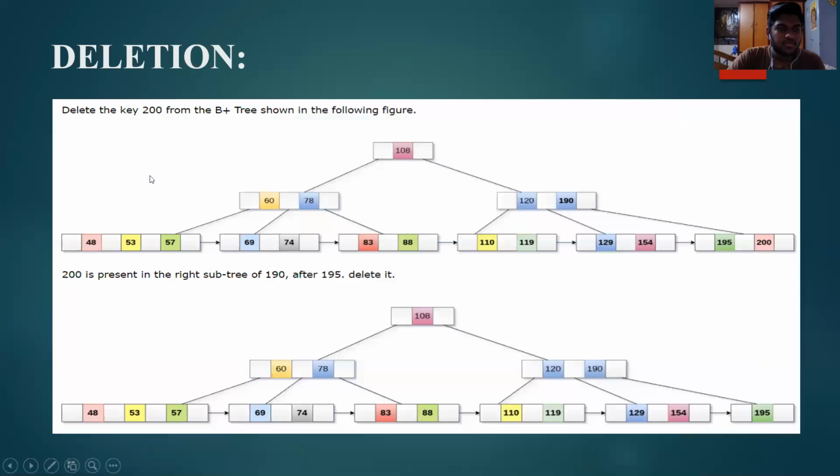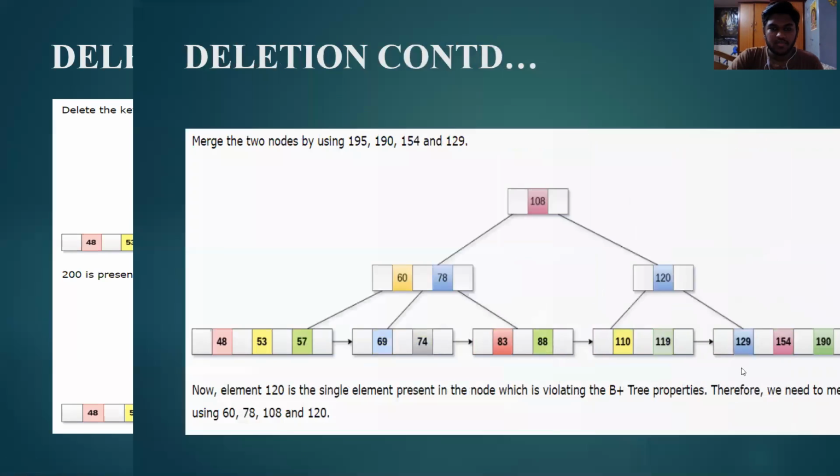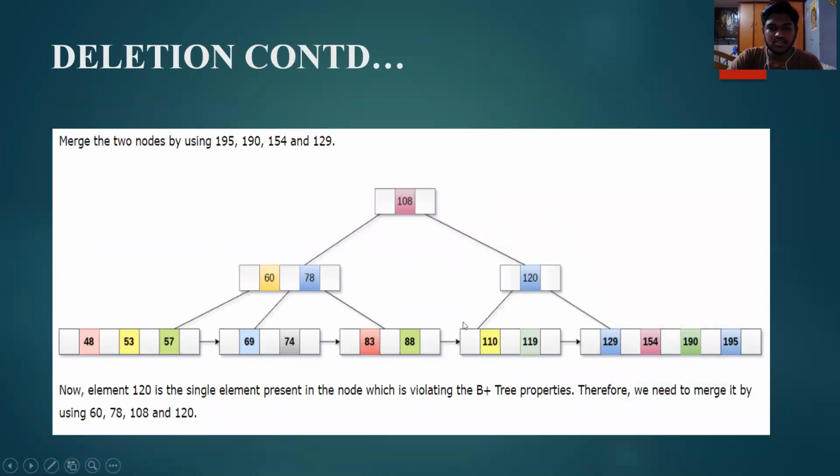So let us see an example. We have to delete the key 200 from the given B plus tree. 200 is in the right subtree of 190, and we delete it here. After deleting 200, we find that 195 is the only element left here. So we can merge it with the previous page, that is 129, 154. After merging the two nodes using 195, 190, 154, and 129, the B plus tree looks like this.